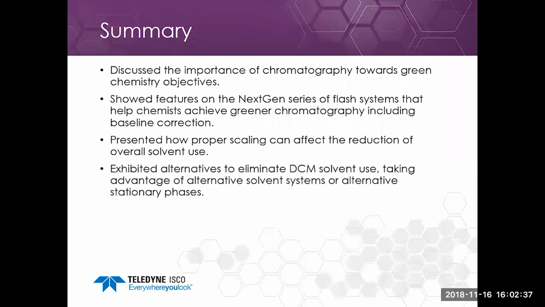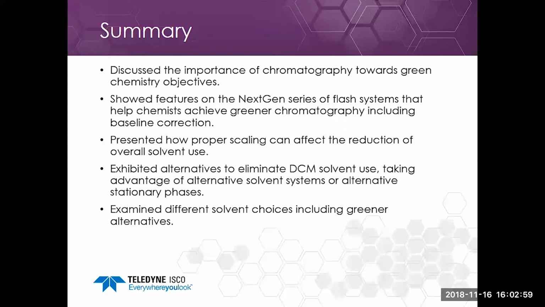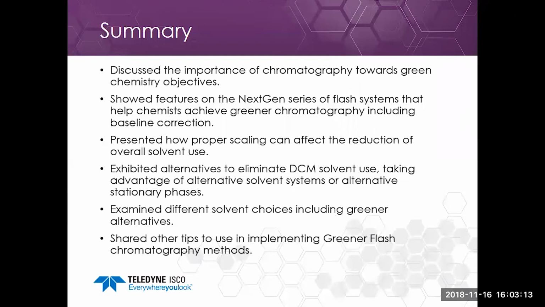We also exhibited some alternatives to eliminate dichloromethane solvent use, taking advantage of alternative solvent systems and stationary phases as choices. We've looked at different solvent choices and their green alternatives, such as cyclopentyl methyl ether and 2-methyl THF, as alternatives that haven't had widespread use, but as chemists become more familiar with them and the price of these solvents goes down, they may become more advantageous to use from a green chemistry perspective while maintaining separation efficiency. And then we shared some other tips for implementing greener flash chromatography methods.